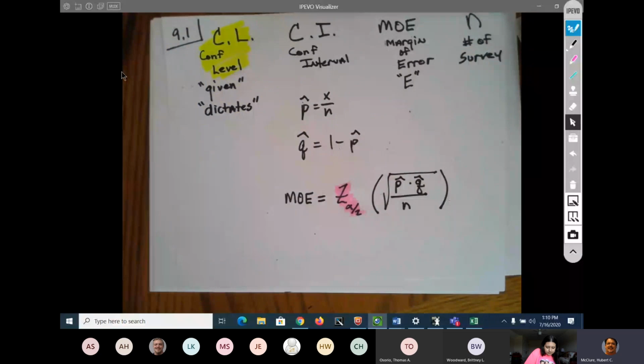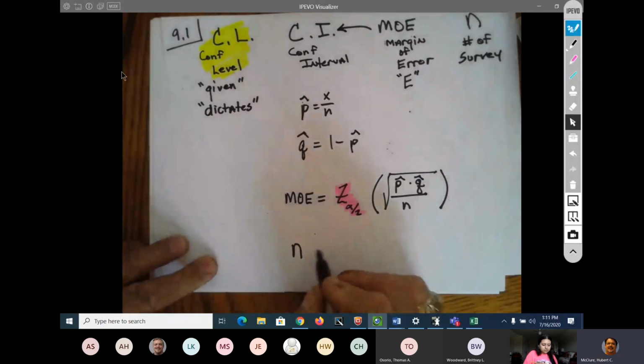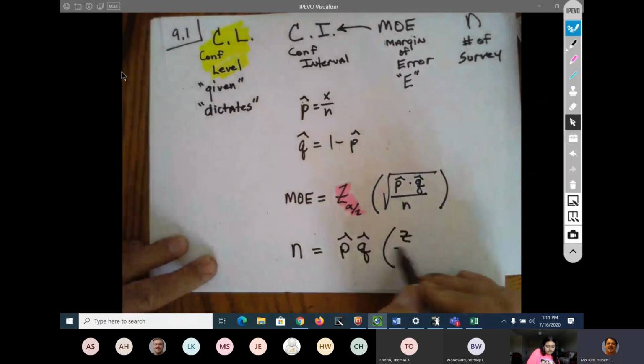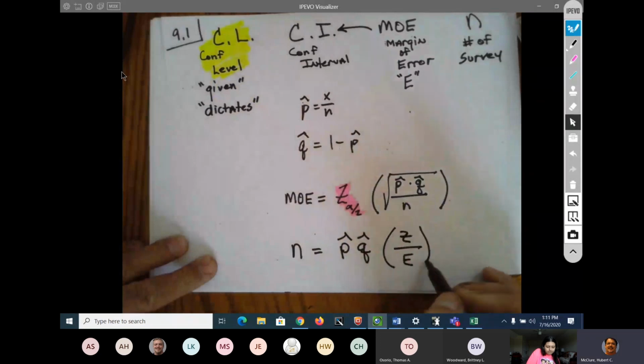The margin of error gives you the confidence interval. And the only other formula you need is N, because they may ask you to find N. N is equal to PQ times Z over E, where E is the margin of error.